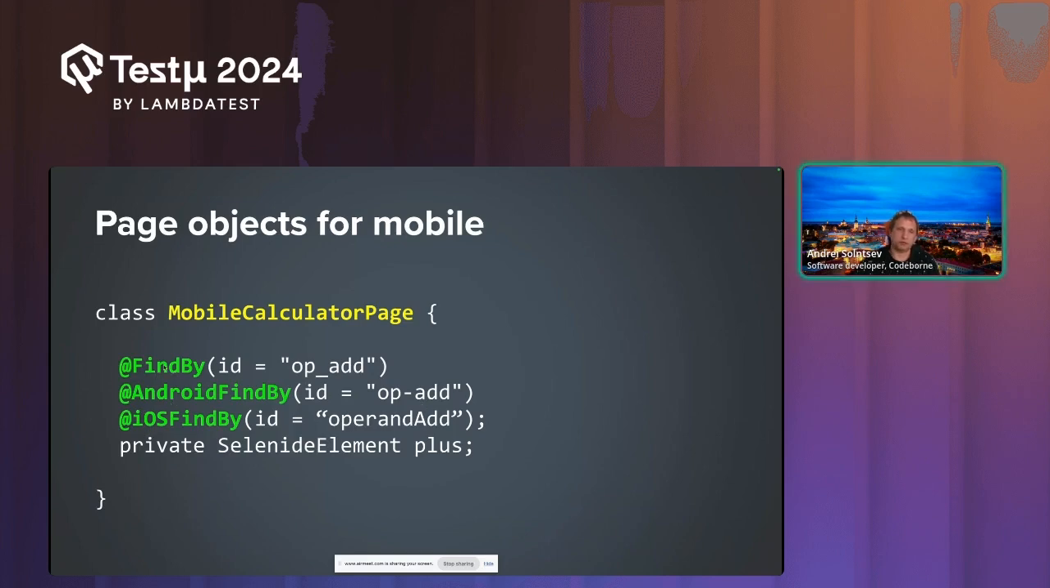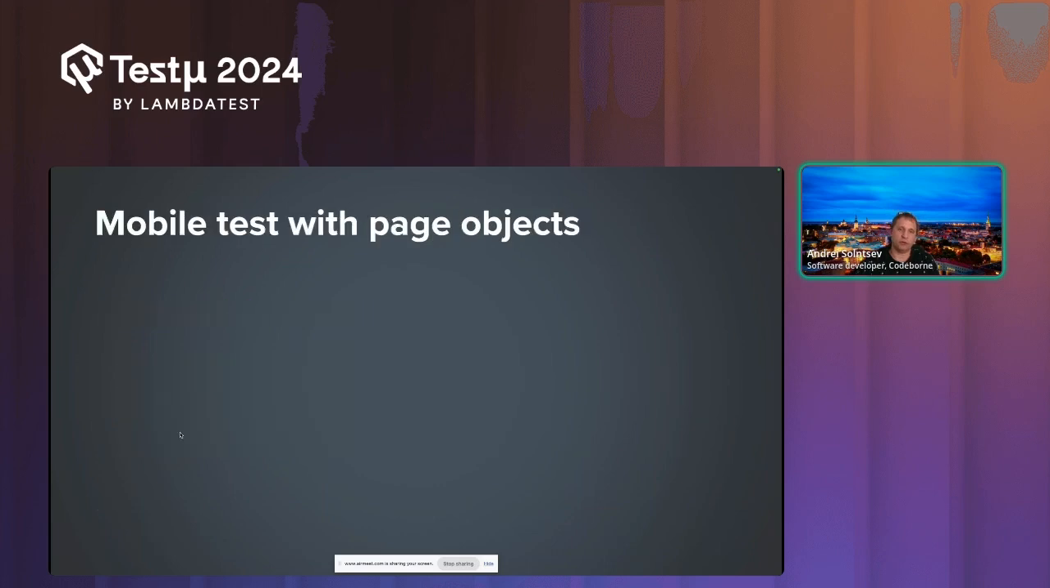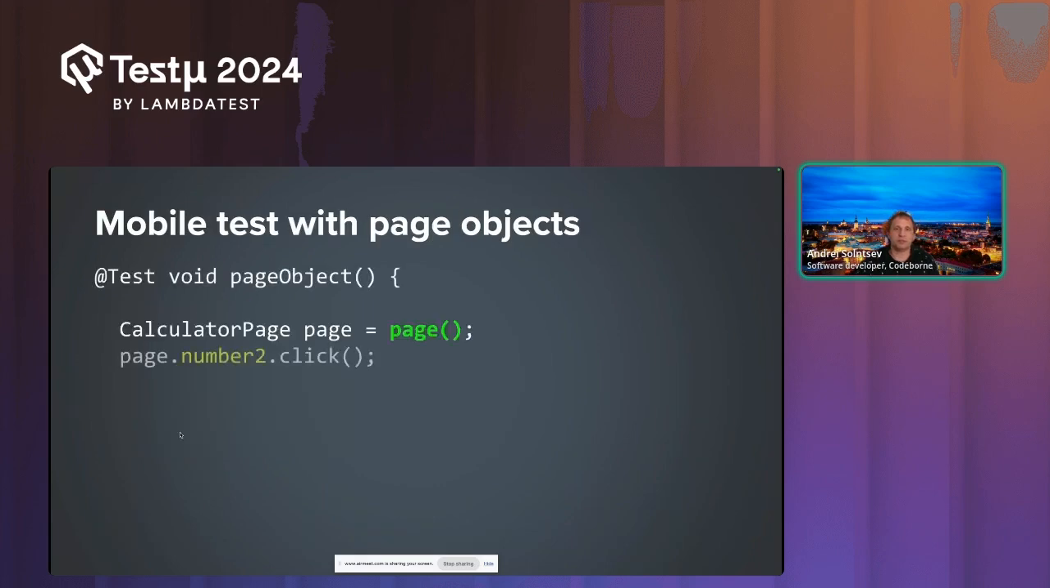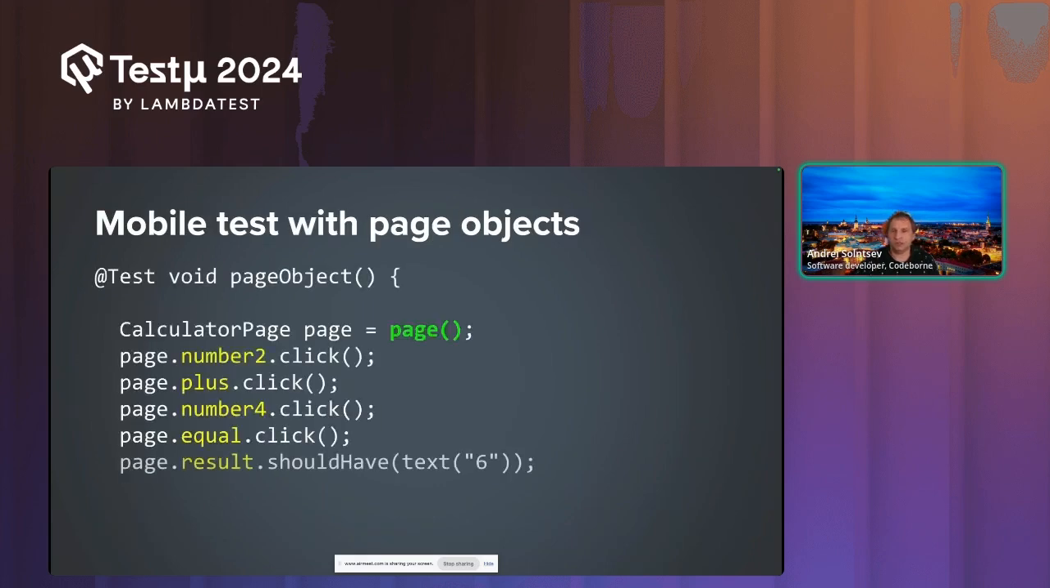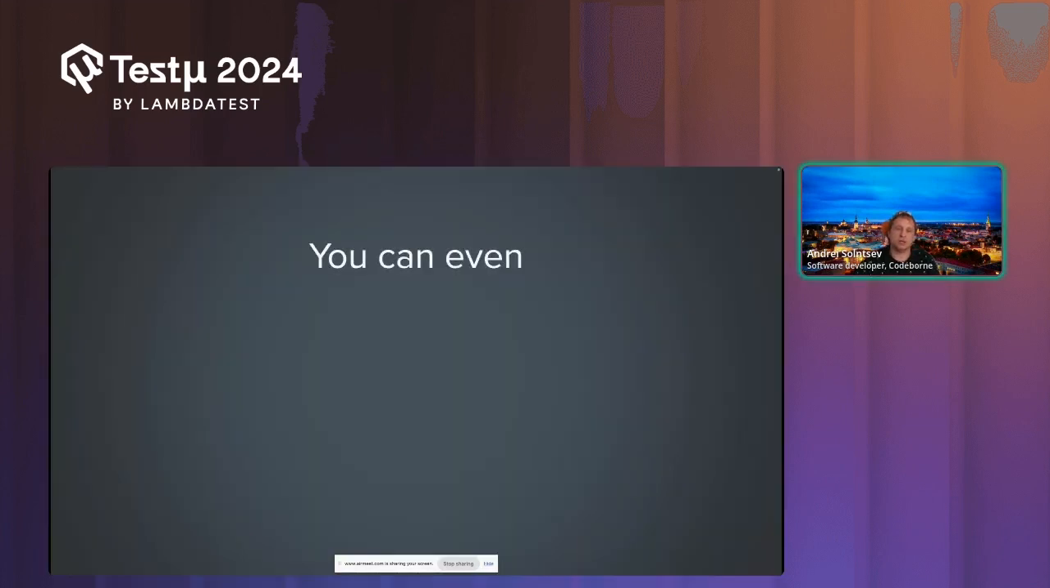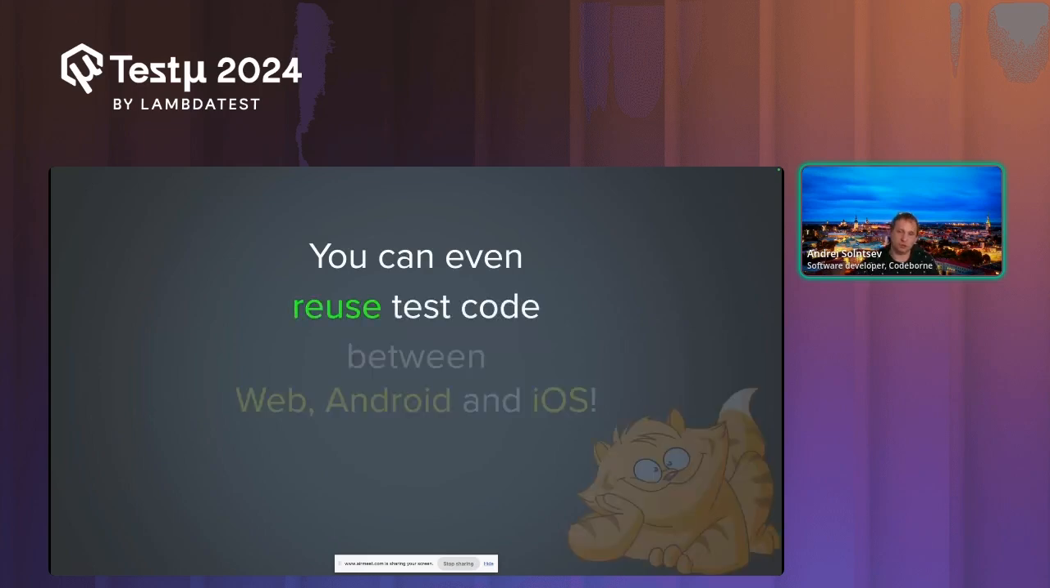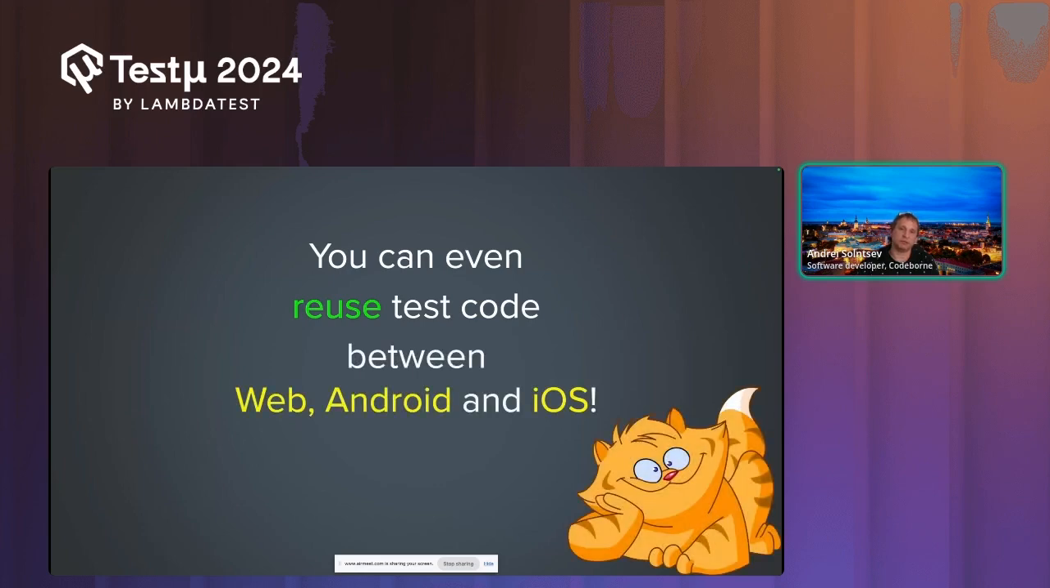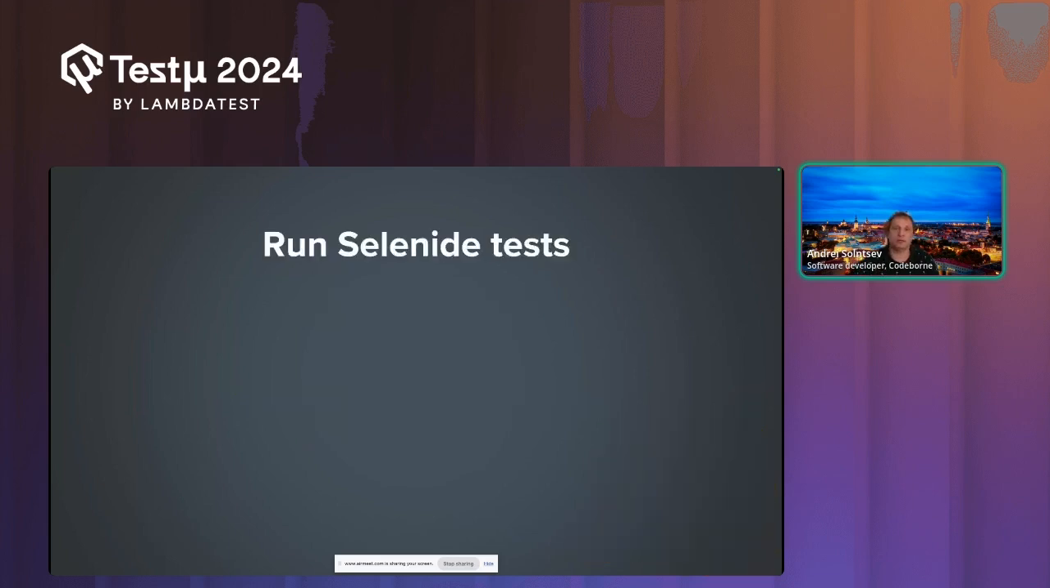Different annotations for web, for Android, and for iOS. And in this case, a test will look like this. Absolutely readable, simple, very easy test. Why not? Theoretically, you can even reuse test code or page objects for different platforms, for Android, iOS, and web, theoretically. It's not always a good idea, but if you want, you can do it. And the test will remain very local, very readable.